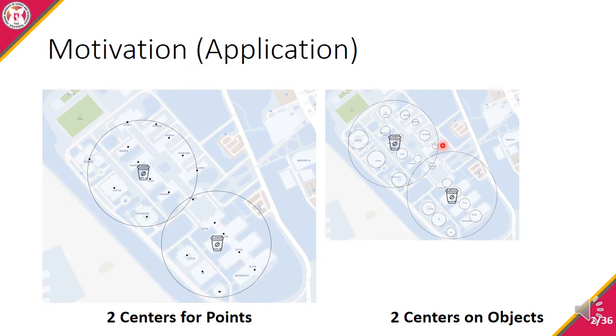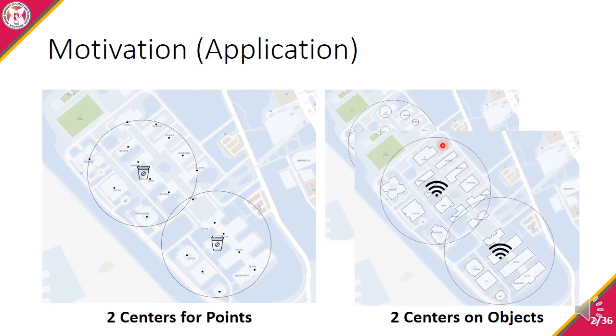Next case, what is the best location of two Wi-Fi routers? In this case, the range of routers should cover all the area of the buildings. So it would be better to consider the boundary of buildings instead of points.